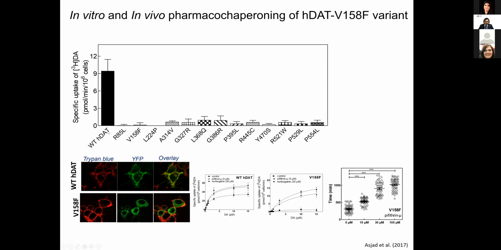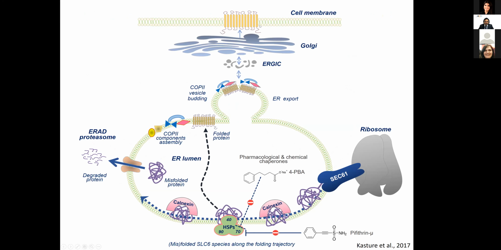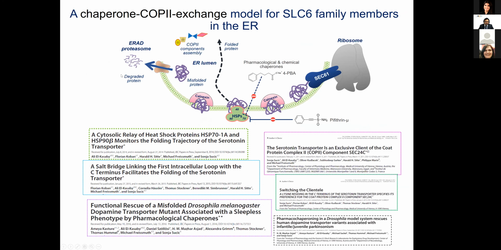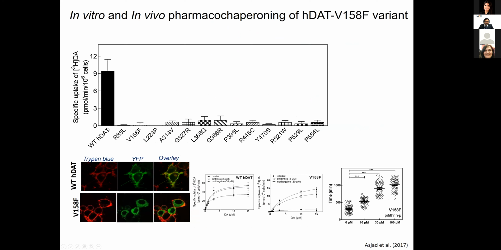Because if the protein is functional, then it has to reach the plasma membrane. And after reaching there, it still has to do its job, which is uptake. So what you see here is the wild type human dopamine transporter, and it shows nice uptake.